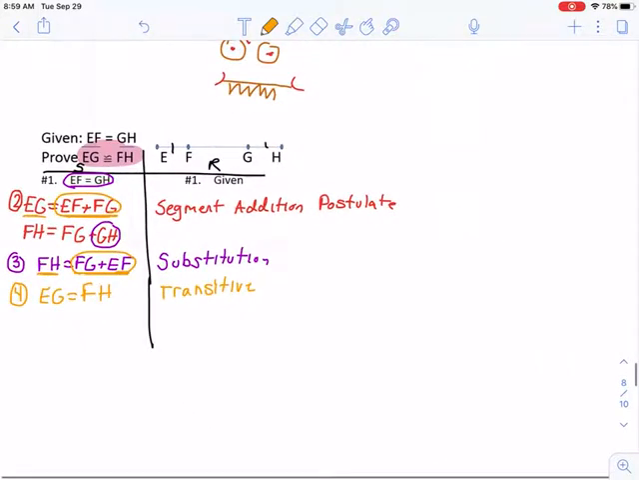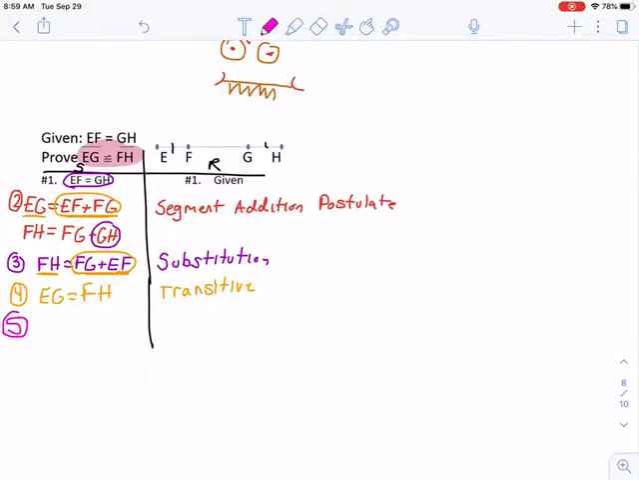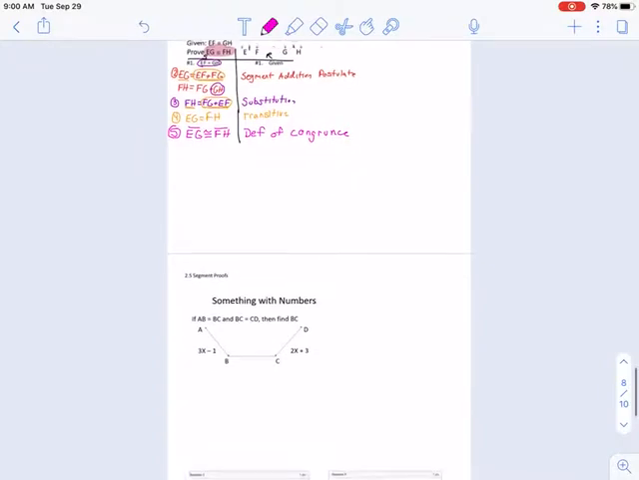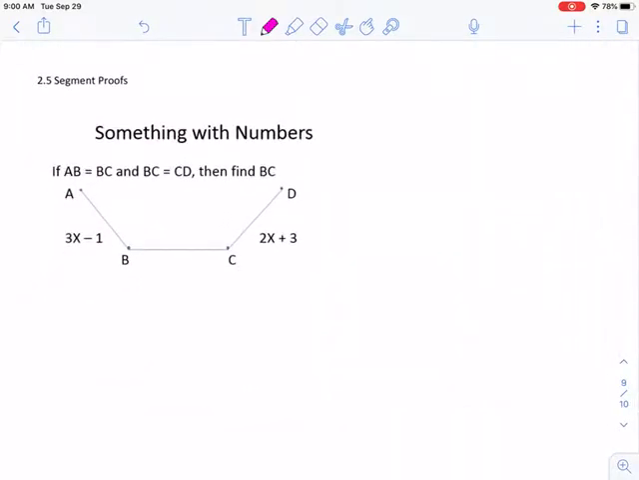And then to go from equals to congruence, we always just say definition of congruence. And that's the end of that proof right there. And we'll squeeze this one in another video.